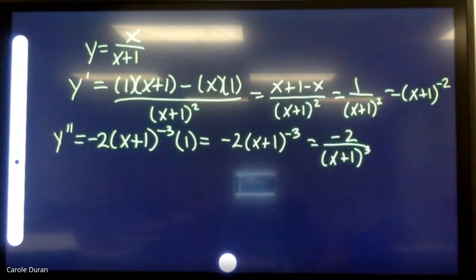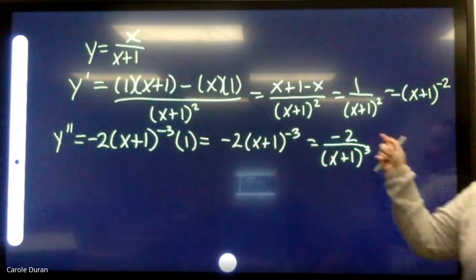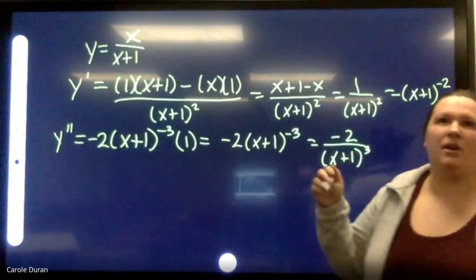What do I do next? Set it equal to 0 and I solve. I have a question for you. Is there any x value that I could plug into this that's going to make it equal 0? No, because I'd have to have a 0 in my numerator, and there's no variable there, so I don't have to worry about it.